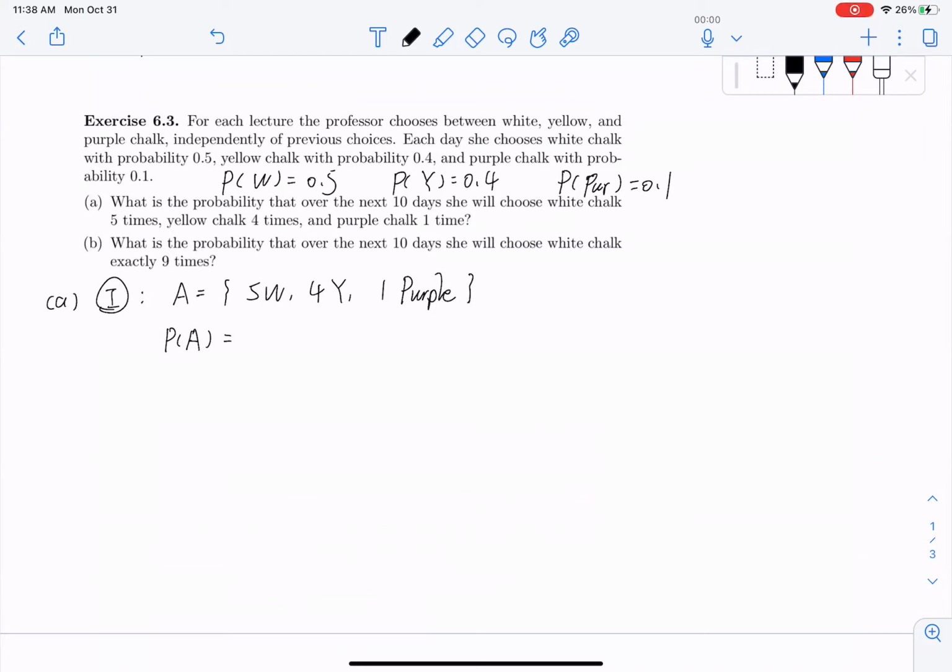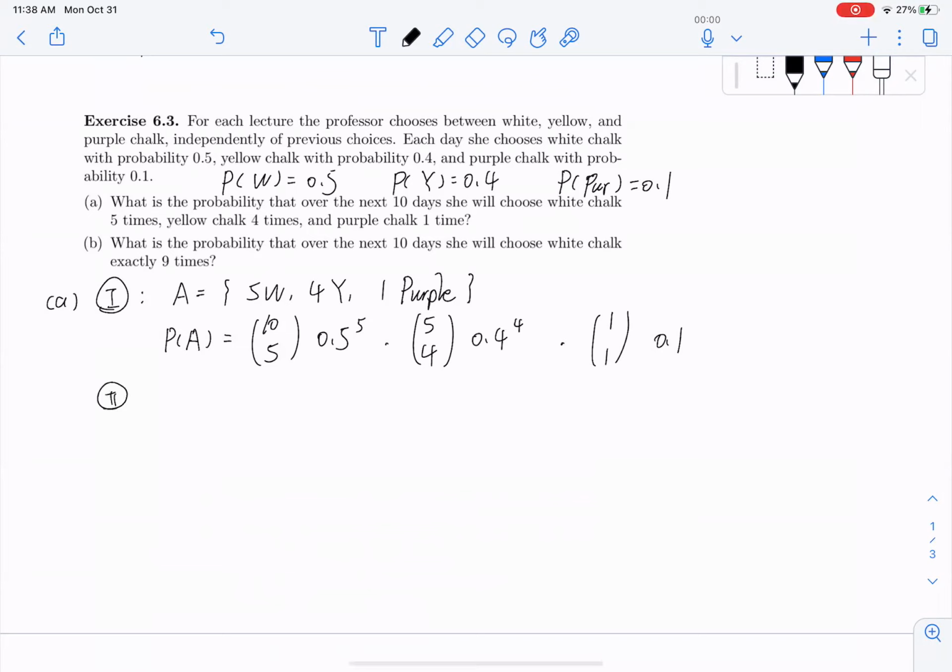So here, if I want to choose 5 white balls out of 10, I have 10 choose 5, right? And with their probability of 0.5 every time. And after I choose 5 white balls, I have 5 balls left, and I want to choose 4 yellow balls. So 5 choose 4, and the probability to get yellow is 0.4, right? And then there is 1 ball left, so it's just 1 choose 1, which is a purple ball. So the probability is 0.1. Okay, so that's the thing, and you can calculate the answer.